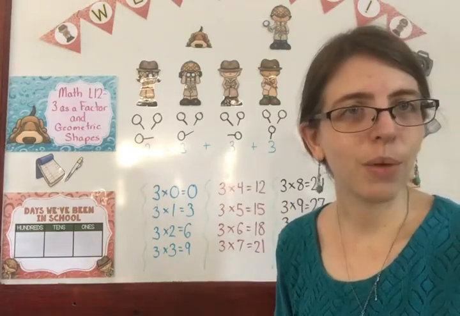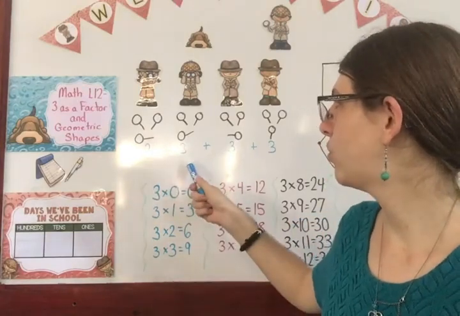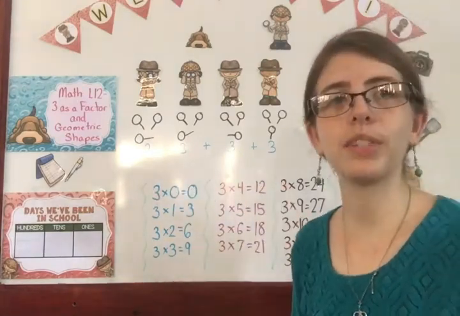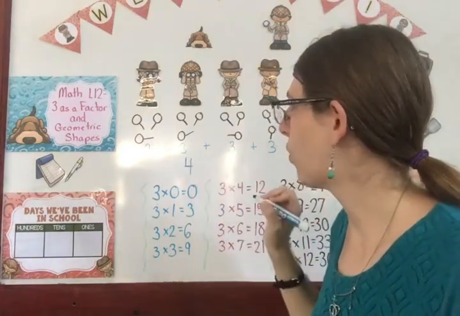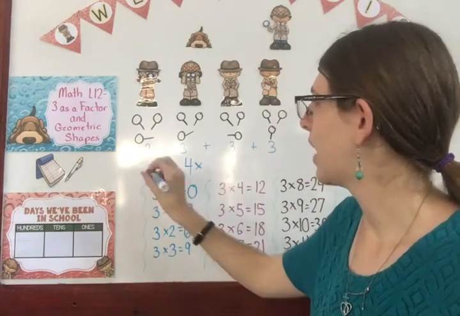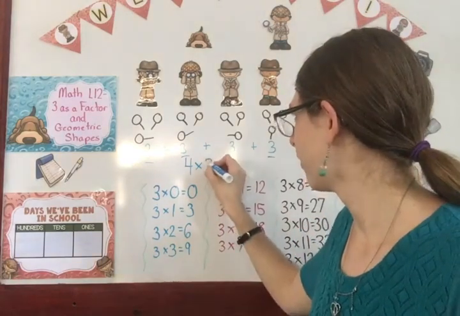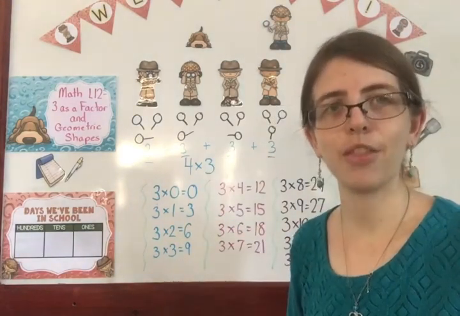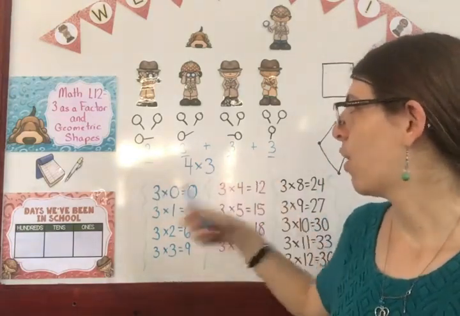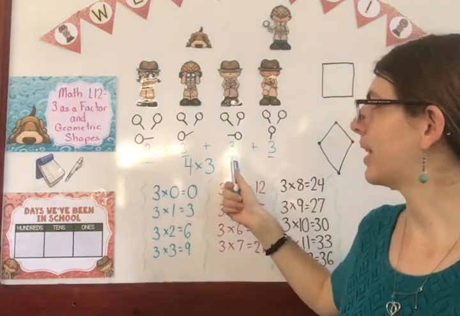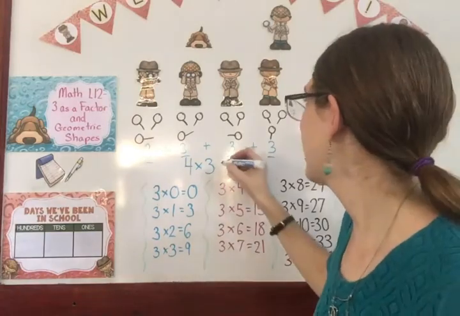Well, there's a faster way to do this. This is called multiplication. I have 1, 2, 3, 4 groups of 3. So to multiply, I just take my number of groups, which is 4, times the number in each group. The number is 3. So it's 4 times 3. My answer is going to be the same as if I had added it. When I add, 3 plus 3 is 6, plus 3 more is 9, plus 3 more is 12. So that means 4 times 3 is 12.